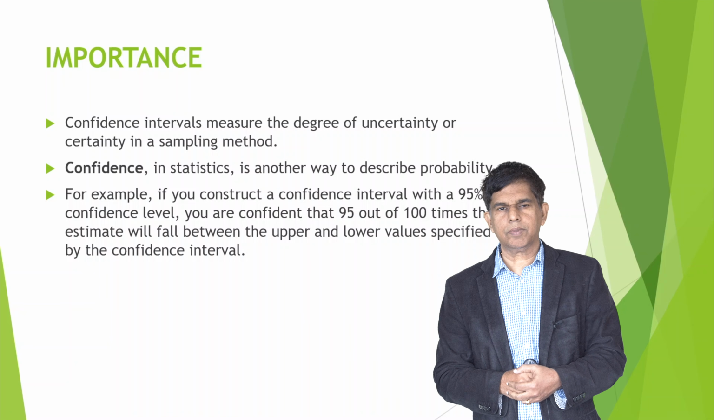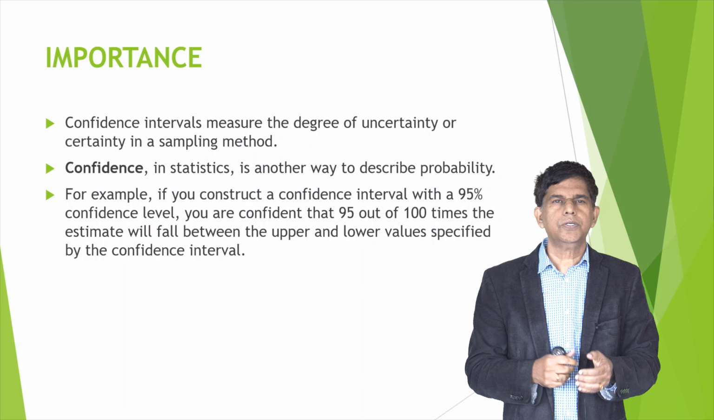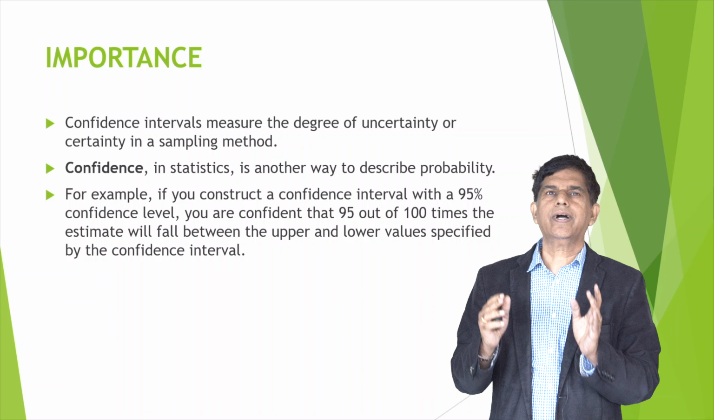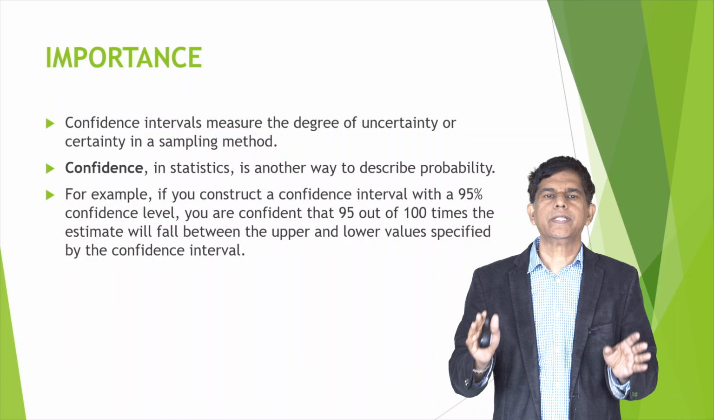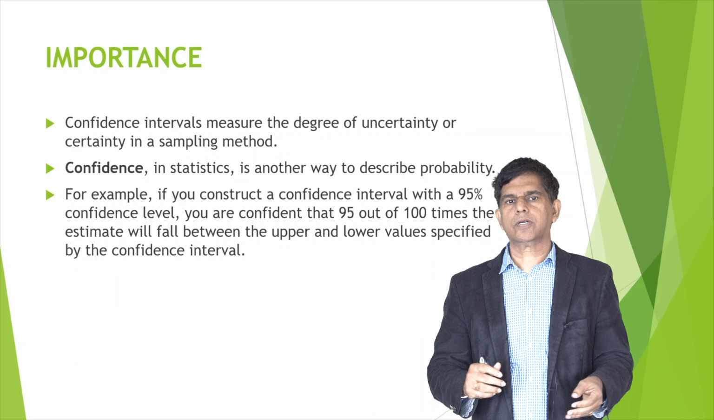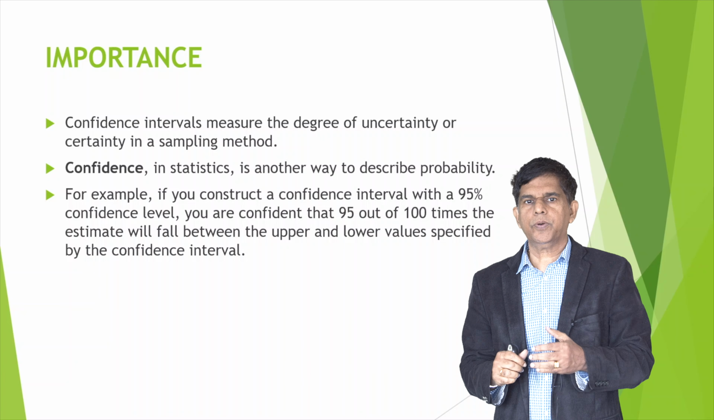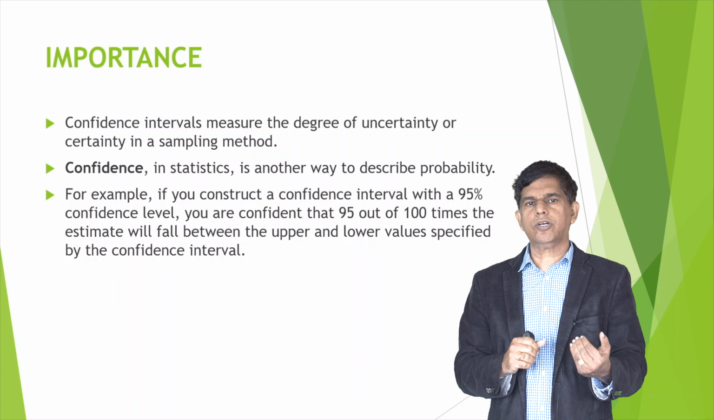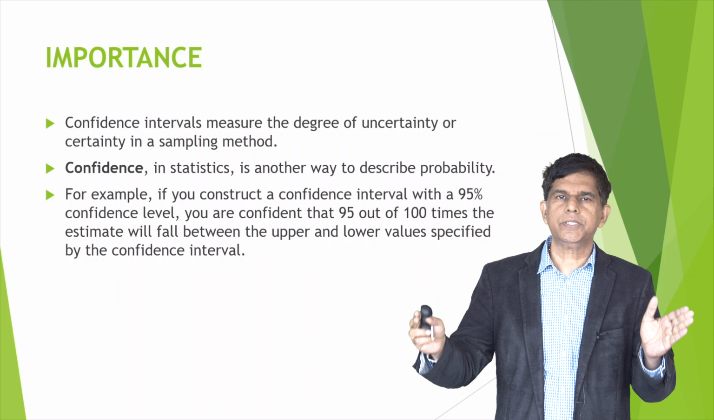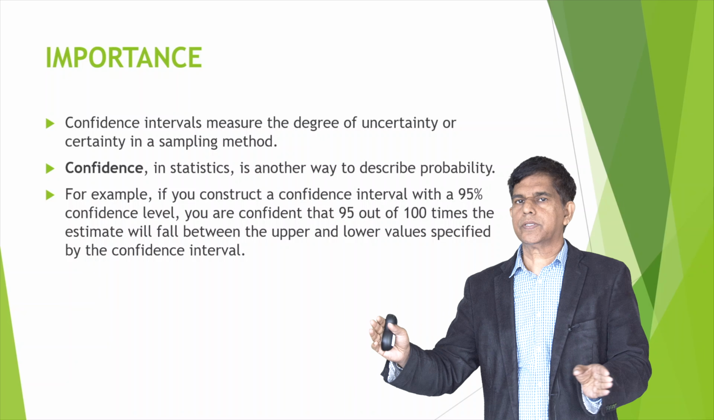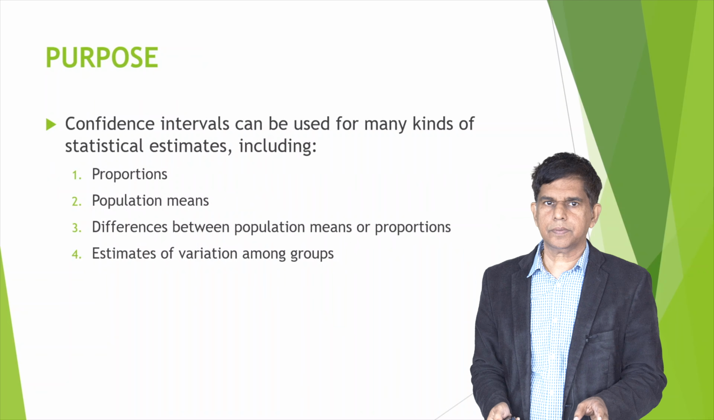For example, if you have constructed a 95% confidence interval, you're confident that 95 out of 100 times your estimate will fall between the upper and lower values specified by the confidence interval. So please remember the statement, that's very important. If you have a point estimate with a 95% confidence interval, it means 95 out of 100 times the estimate will fall between the upper and lower part of the confidence interval. Very important to understand that statement.